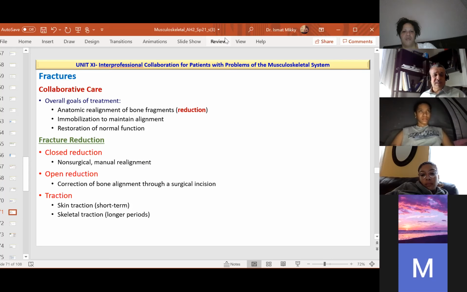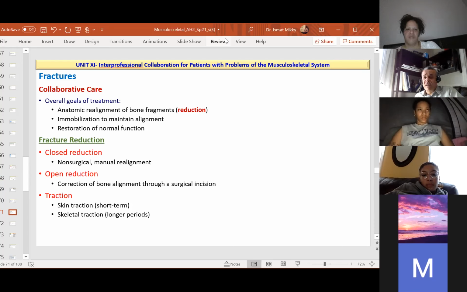So open reduction is the invasive procedure to fix the fractured bone or dislocated hip, for example. Closed reduction is just the manual manipulation of the fractured bone so that it can be fixed and placed, and then right after reduction, to maintain the anatomy of the fixed position, you have to apply some type of immobilization.